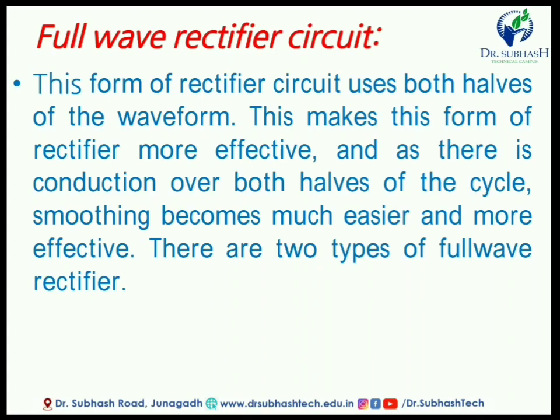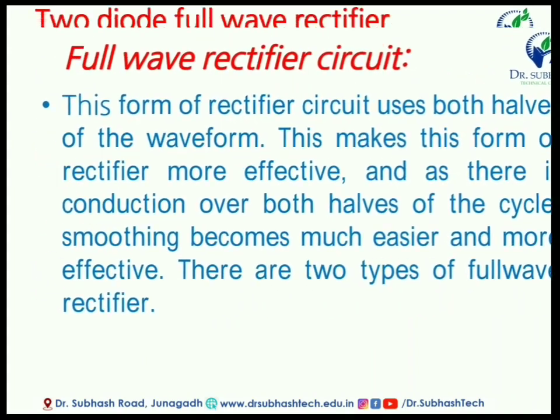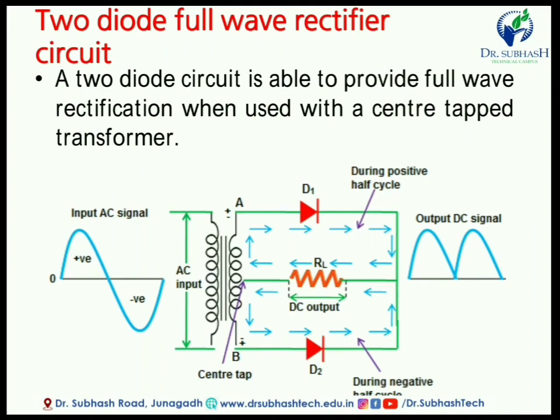This makes this form of rectifier more effective, meaning the efficiency of this rectifier is greater than the half wave rectifier. As for conduction of the diodes, in the positive half cycle one diode conducts and in the negative half cycle also one diode conducts, because here we use 2 diodes or more than 2 diodes for the rectification process. So this is the circuit of the 2 diode full wave rectifier, also known as the center tapped rectifier. Now let's discuss step by step.